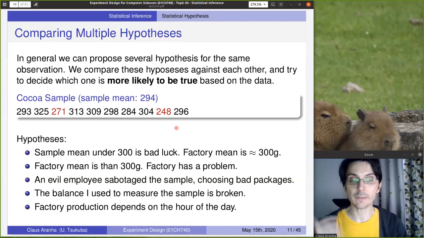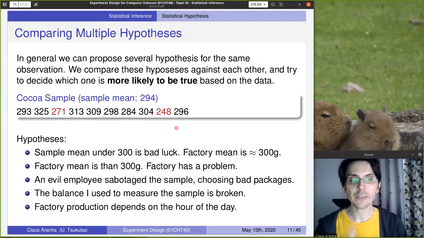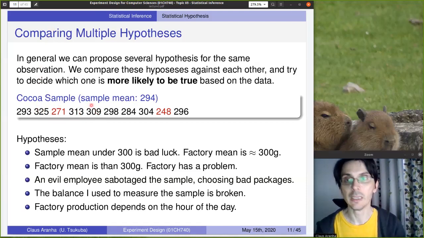First, let's think of several hypotheses that we could make from this data, okay? The first hypothesis is very simple. The factory mean is correct, it's 300 grams. We were just unlucky in this sample. So as we can see here in the sample, we have some numbers that are much higher than 300, like this one, and this one, and this one, they are all higher than 300. And then we have some that are lower than 300.